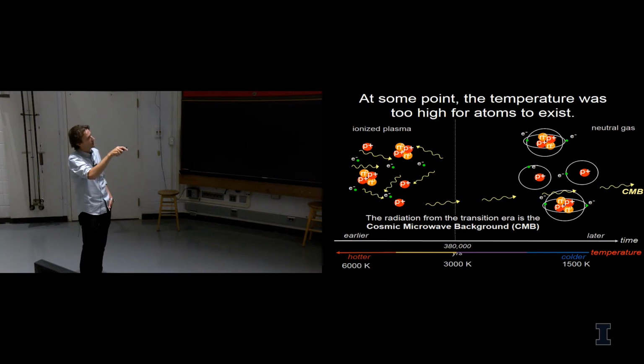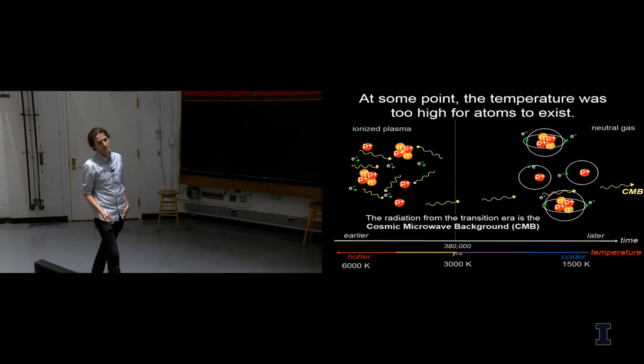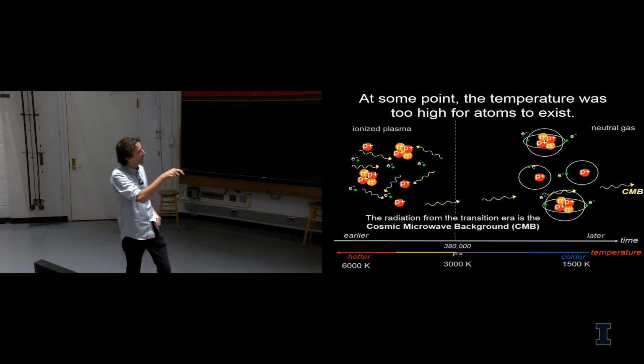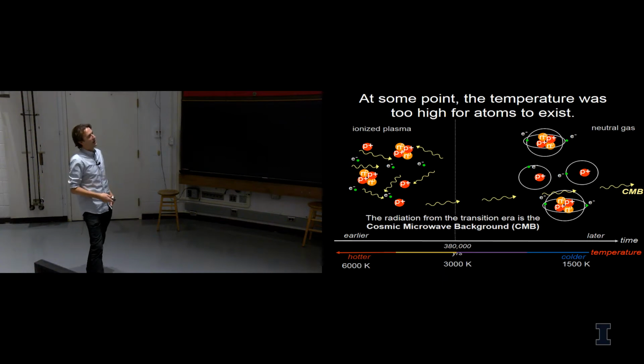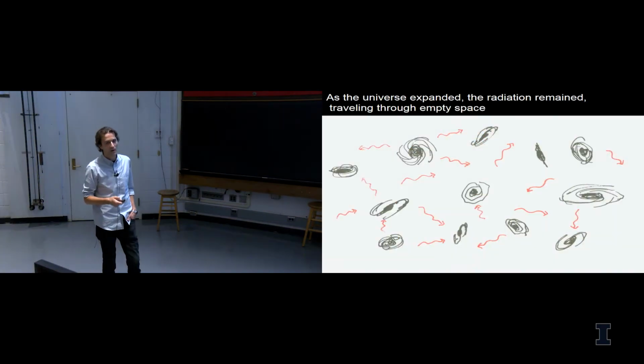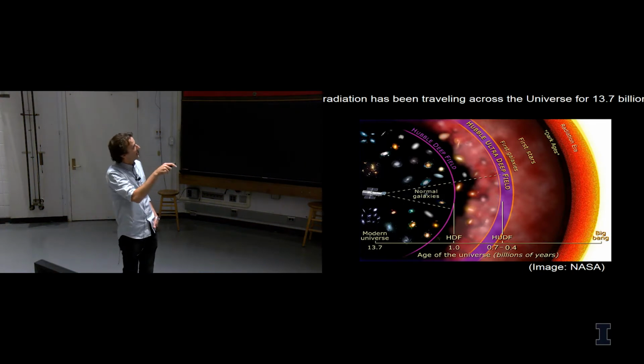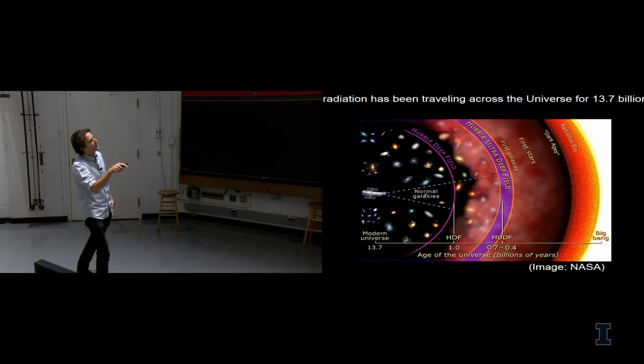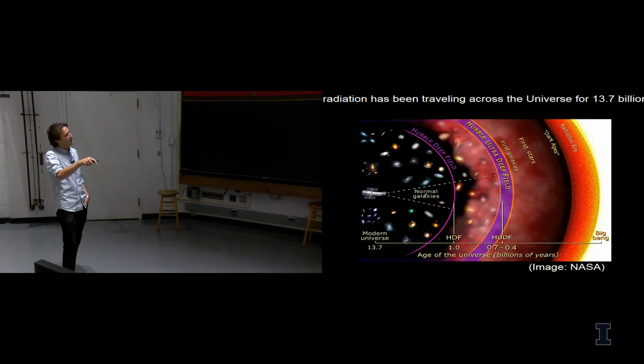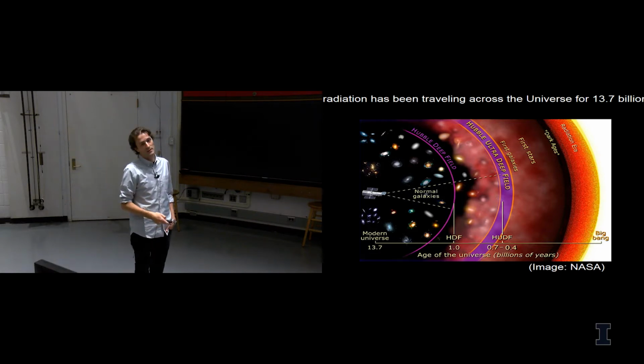You can't see anything beyond this point. As you imagine running the universe forward again, the radiation that's emitted from this transition is what we call the cosmic microwave background. So radiation from the hot Big Bang itself is the CMB radiation. As the universe expands, this radiation remains, and it just travels through the empty space around all the galaxies and across the universe. It has been traveling across the universe for 13.7 billion years, from the hot Big Bang surface all the way to us today, where we now observe it in our telescopes.